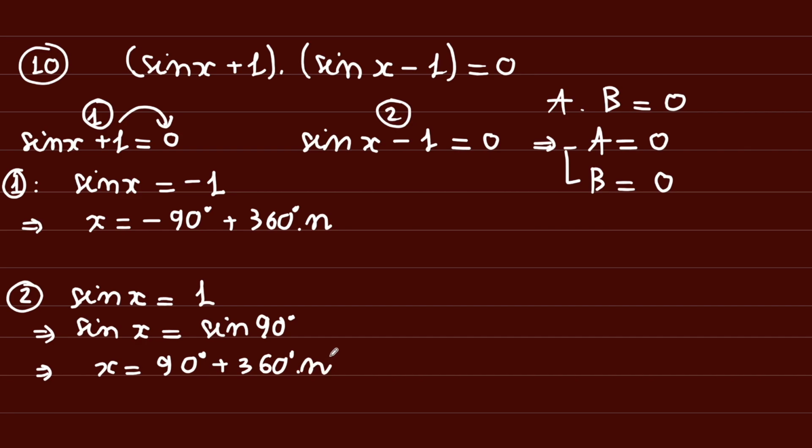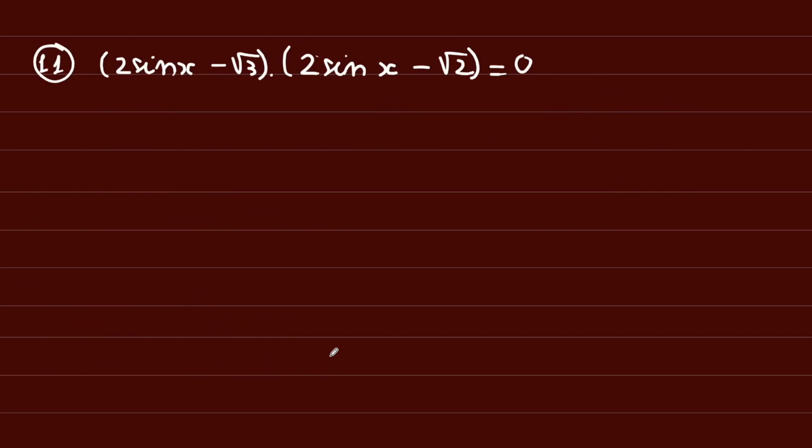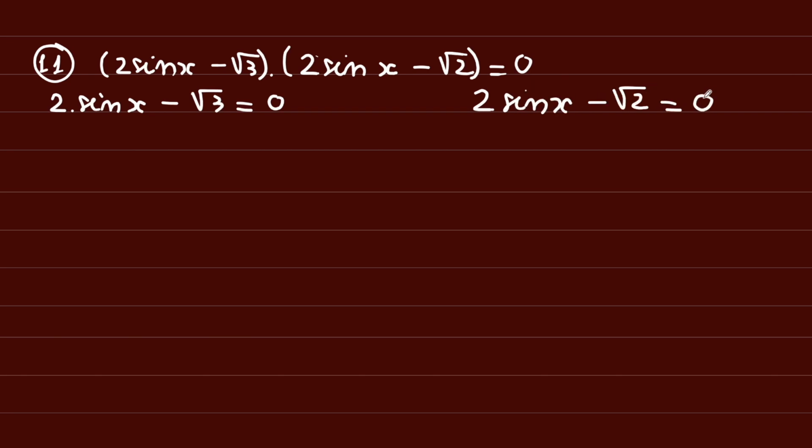That's it. So remember question 10, and we move to another kind of trigonometric equation, factorizing. Now practice more about factorizing. You got question 11. In this question 11, you also have two brackets multiplied together equal to 0. This corresponds to two cases. The first case is the first bracket, sine h minus square root of 3 equal to 0, and the second case is 2 sine h minus square root of 2 equal to 0.